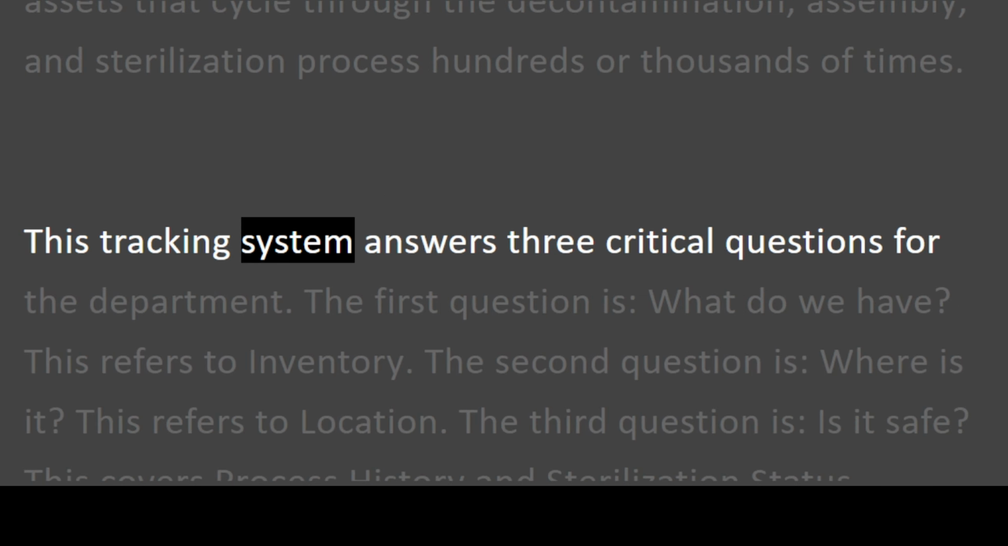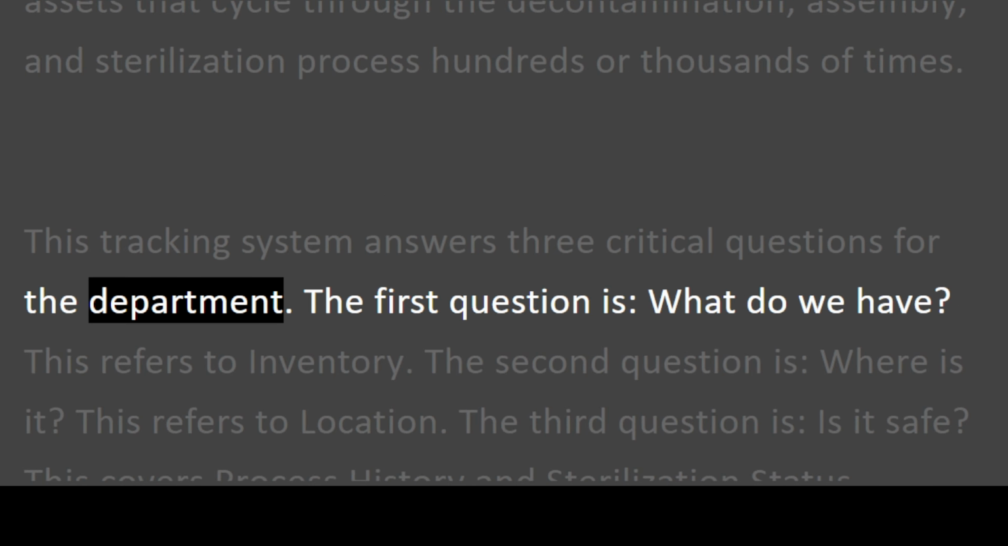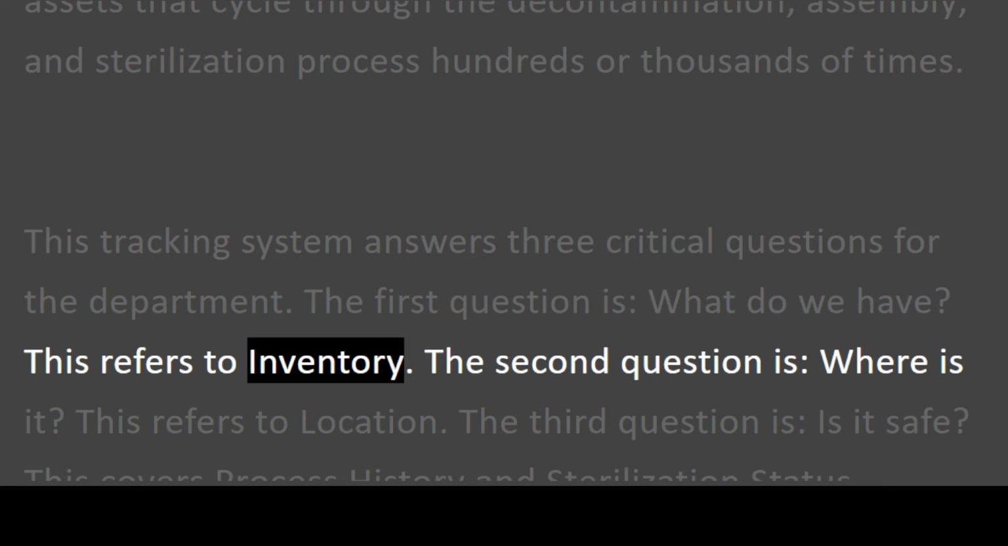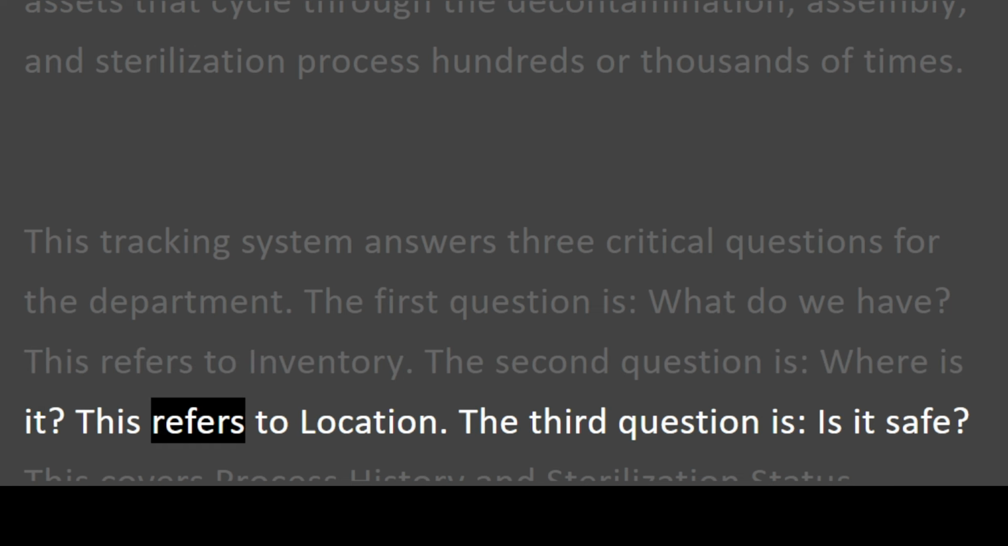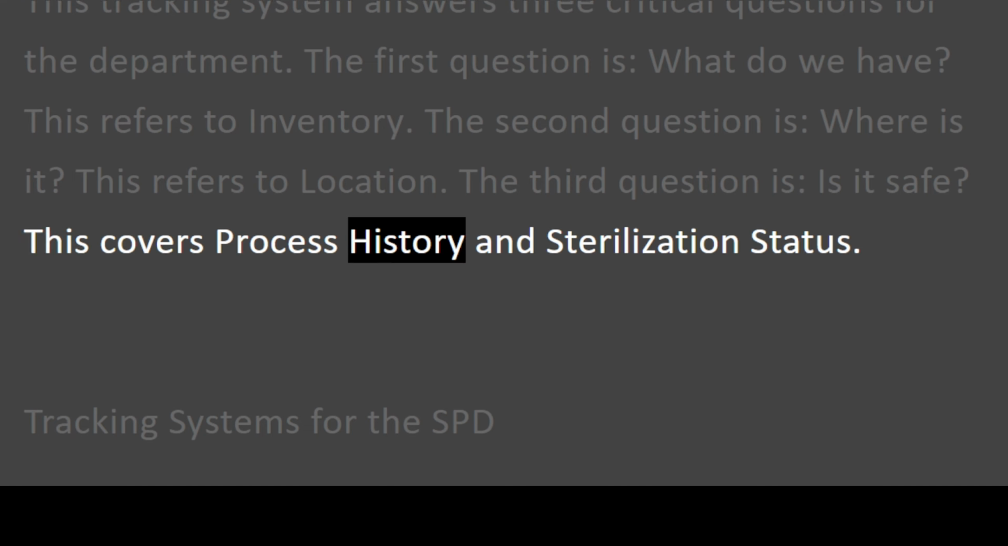This tracking system answers three critical questions for the department. The first question is, what do we have? This refers to inventory. The second question is, where is it? This refers to location. The third question is, is it safe? This covers process history and sterilization status.